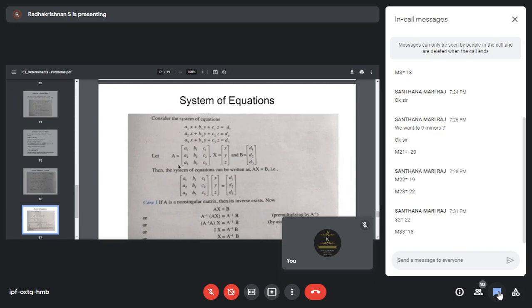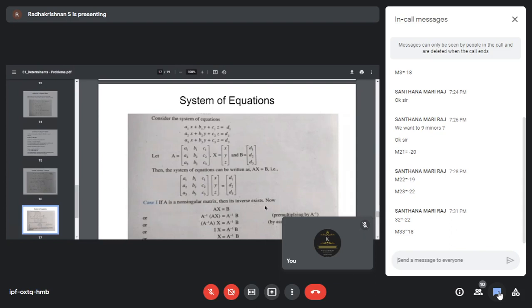இப்போ பாருங்க, now matrix A is A1 B1 C1, A2 B2 C2, A3 B3 C3, into X. இதை நம்ம A ன்னு வச்சுப்போம், X வந்து XYZ வச்சுப்போம், B வந்து D1 D2 D3 அப்படின்னு வச்சுப்போம். அப்போ the system of equations can be written as AX equal to B, right? Because AX will be same as the given equation. So then we can write that system as AX equal to B.